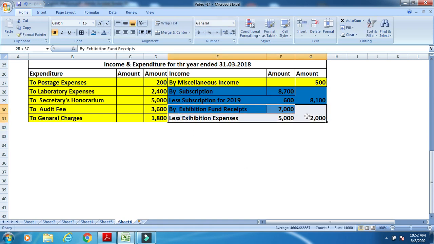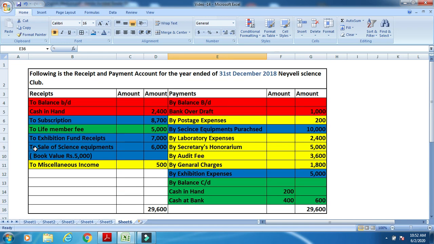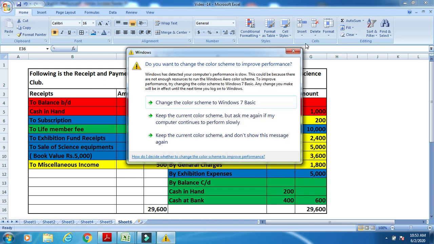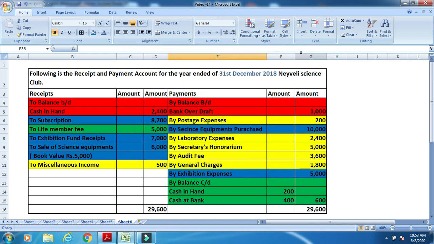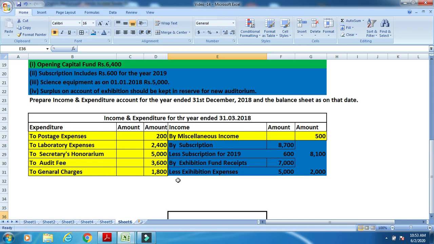In the outer column. Okay. Now the two adjustments are over. Next, sale of science equipment. The sale of science equipment amount is 6,000. Book value 5,000. It means equipment worth 5,000 is sold for rupees 6,000. What is the revenue? The result is a gain of 1,000. 6,000 minus 5,000 is the gain.